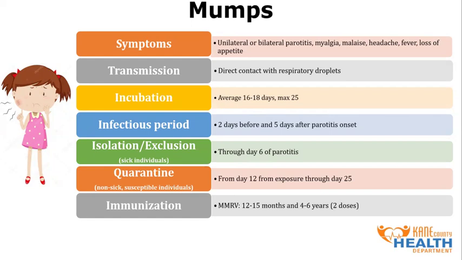From when someone is exposed until they develop symptoms, it is on average about 16 to 18 days, with 25 days being the maximum. An individual is considered infectious 2 days before and 5 days after the parotitis onset. They should be isolated through day 6. Anyone who is susceptible or not immune should quarantine from day 12 from exposure through day 25. And same as measles, a child should get vaccinated at 12 to 15 months and 4 to 6 years.